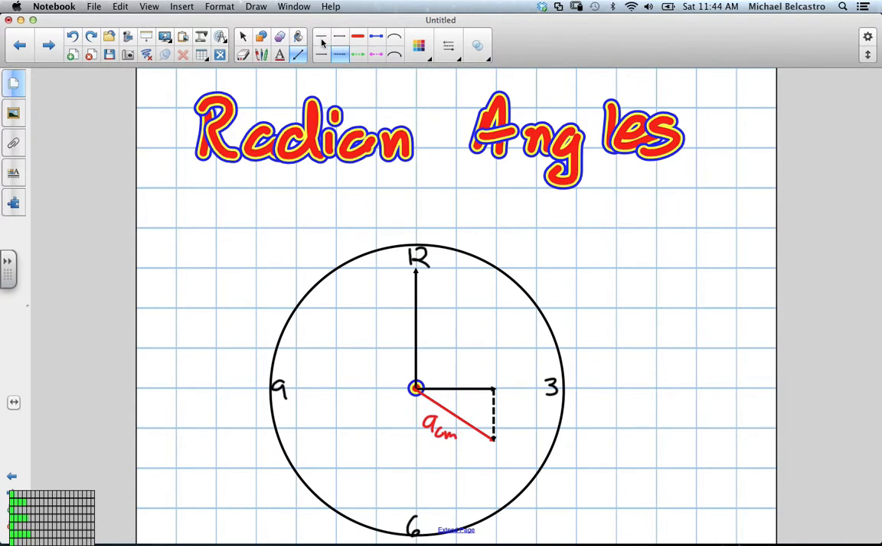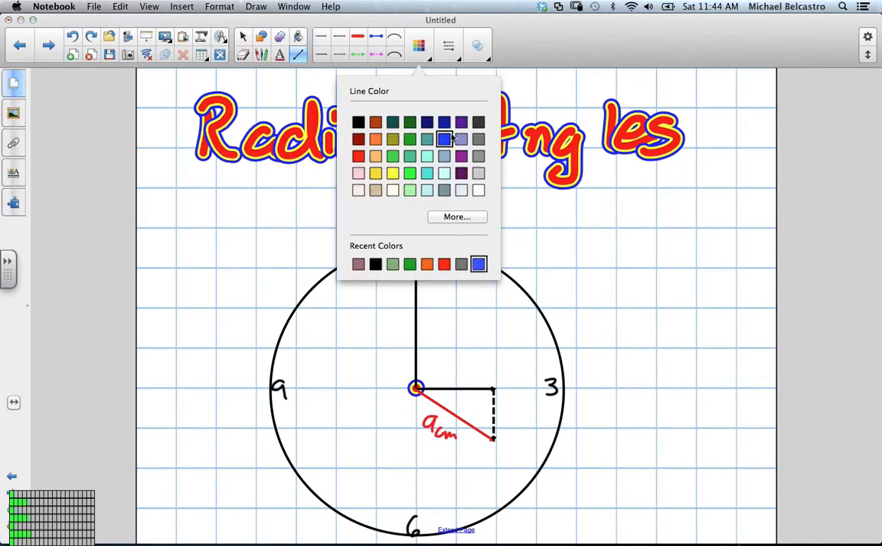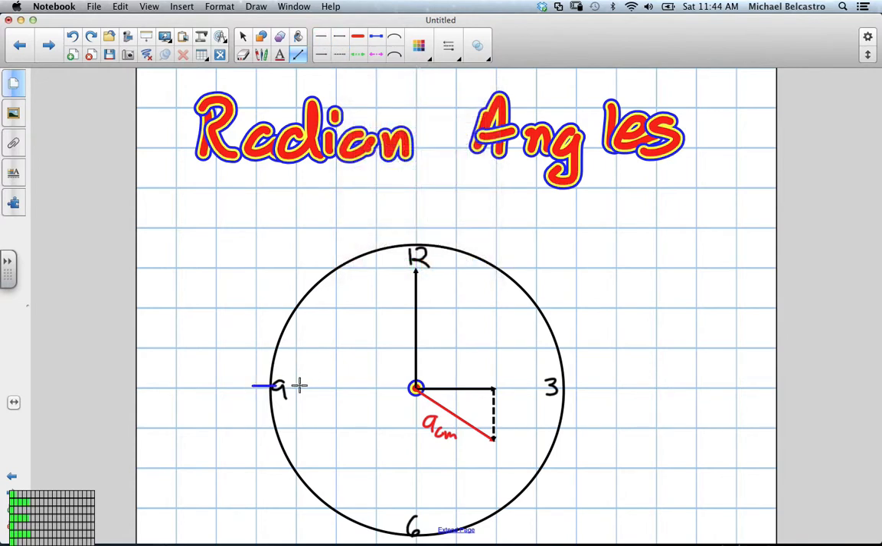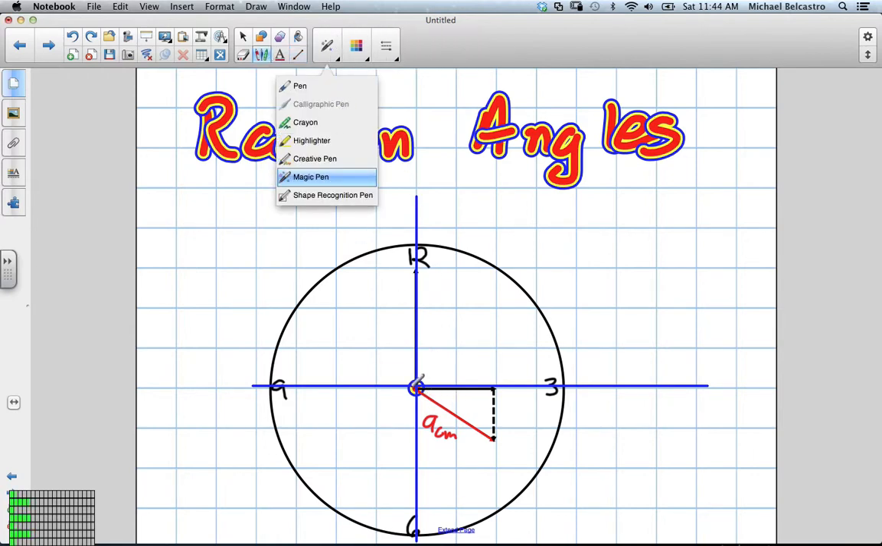So let's set up a Cartesian plane here. We'll change the color to something a little easier for us to see. So here's our x and our y axis, okay? They meet at the origin here. We know that this measurement here is 9 centimeters, okay? So what we're going to have to do is figure out some of the angles in this, okay?